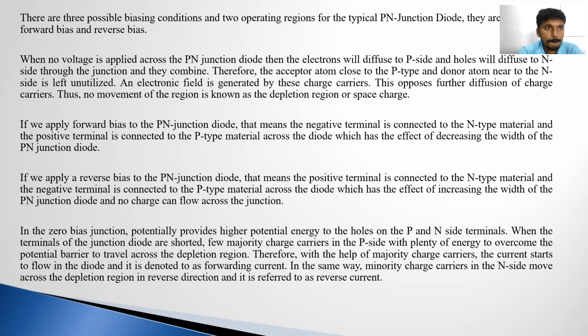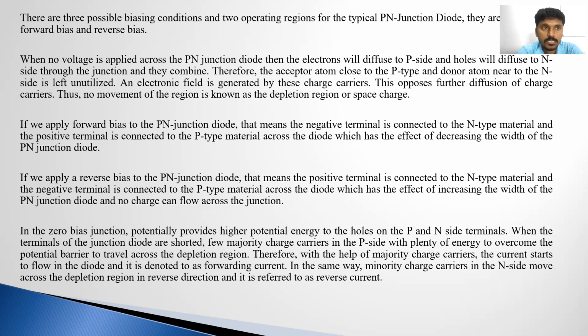When does forward bias occur in a diode? If the anode is connected to the positive voltage and the cathode is connected to the negative voltage, will it become forward bias or reverse bias? If the anode is connected to the positive supply and the cathode terminal to the negative supply, it becomes forward bias. Is it clear? In the same way, if the cathode is connected to the positive and the anode to the negative, it becomes reverse bias.